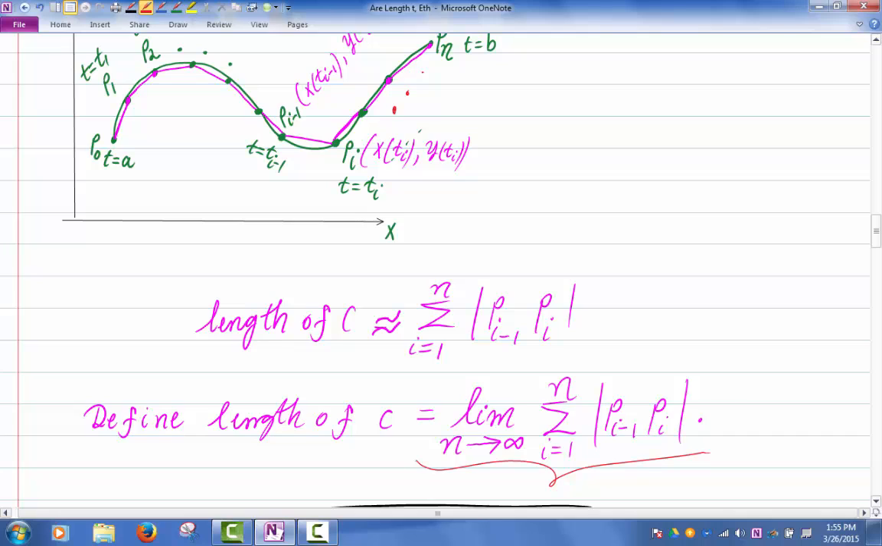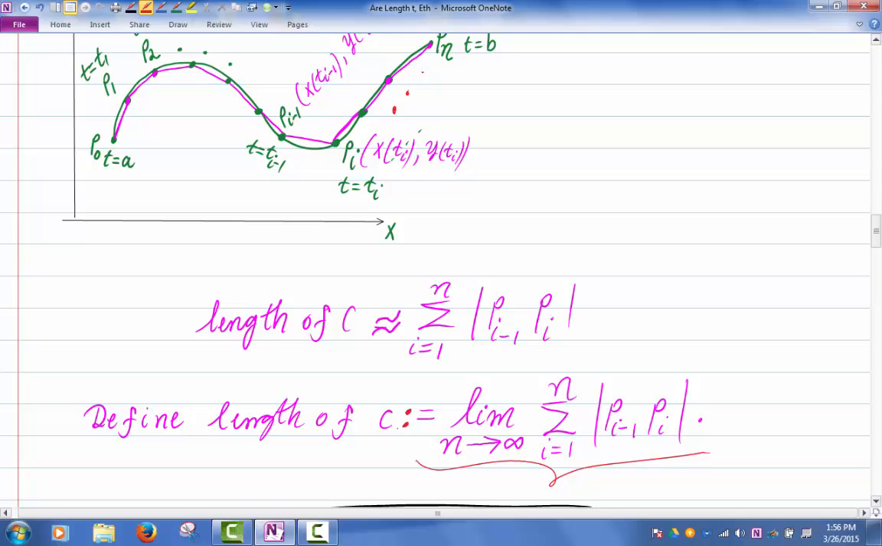So if I take the limit as n goes to infinity, whatever quantity that I get, I am going to define that quantity to be the length of the curve. Is that making sense? This is the definition of the length of the curve. The length of the curve is defined by the limit as n goes to infinity of the total length of the pink line segments. Is everybody okay? So now I have a definition of what I mean by length.